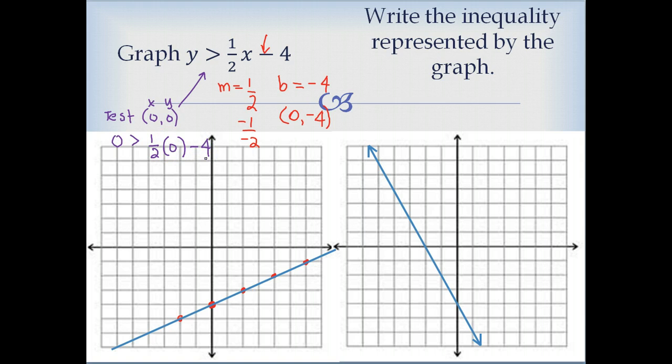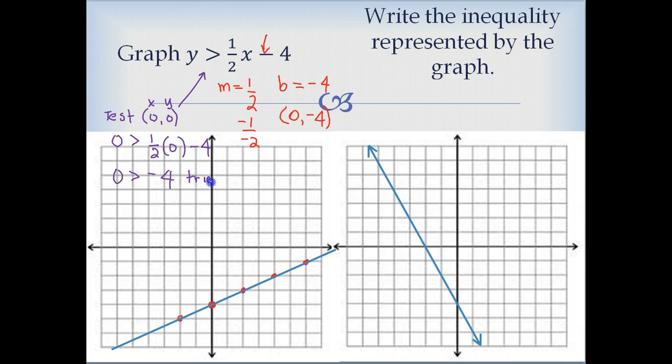Not sure why it's so slow there. Anyway, I guess it eventually fills in. Okay, then simplify. So I have 0 over here, nothing to simplify. 1/2 times 0 is 0. 0 minus 4 is negative 4. And you ask yourself, true or false? Okay, this statement is true. 0 is greater than negative 4.